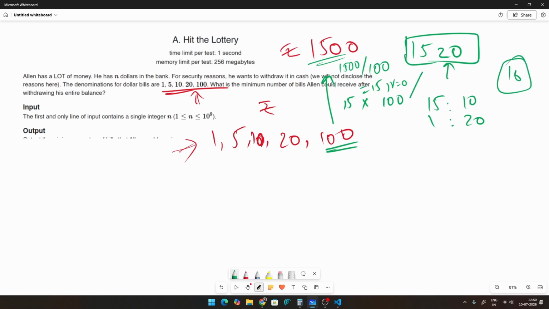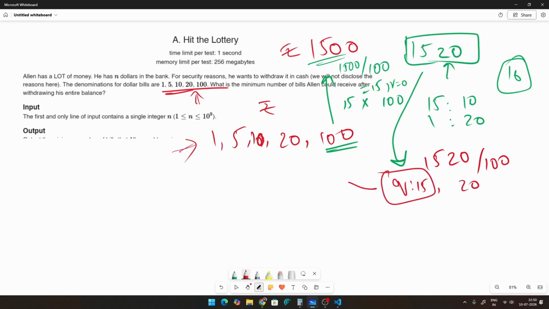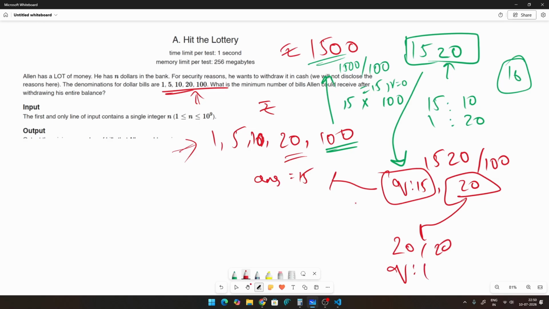And how do you solve for this now? Well, you first do the same thing. When you divide 1520 by 100, you get a quotient of 15 and a remainder of 20. So this value, we can go ahead and add to the answer. So the answer is now 15. What do I do to this remainder value? Again, I'm going to divide it by the next highest value, which is 20 by 20, and I get quotient equal to 1, remainder equal to 0. And I add this quotient to the answer. Therefore, the answer is 16.